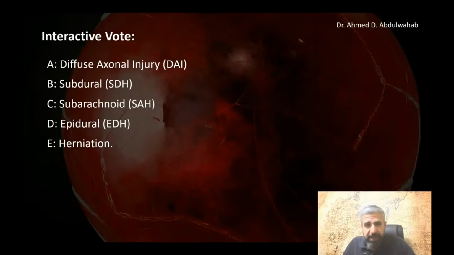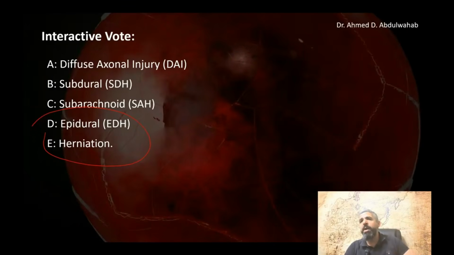Is it diffuse axonal injury? Is it subdural hemorrhage? Is it subarachnoid hemorrhage? Is it epidural hemorrhage or herniation? It's E, herniation. Now, my next question, what type of herniation is causing the patient's blown pupil? There are two types of herniation in this case. I will not tell you what they are. Which one of them is causing the blown pupil? It is uncal herniation. Uncal herniation is perfectly true.